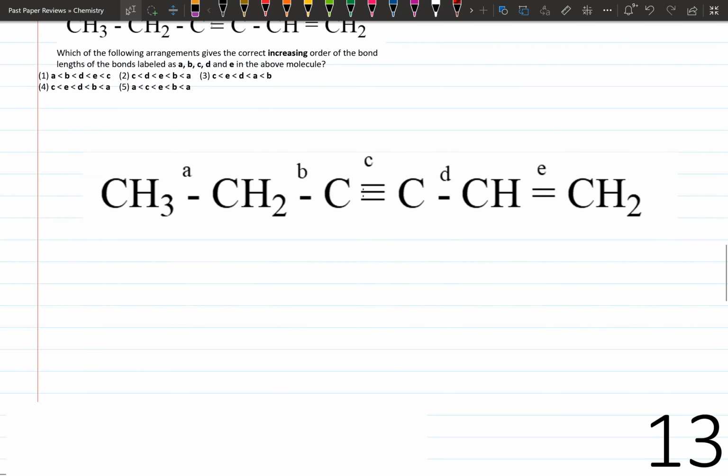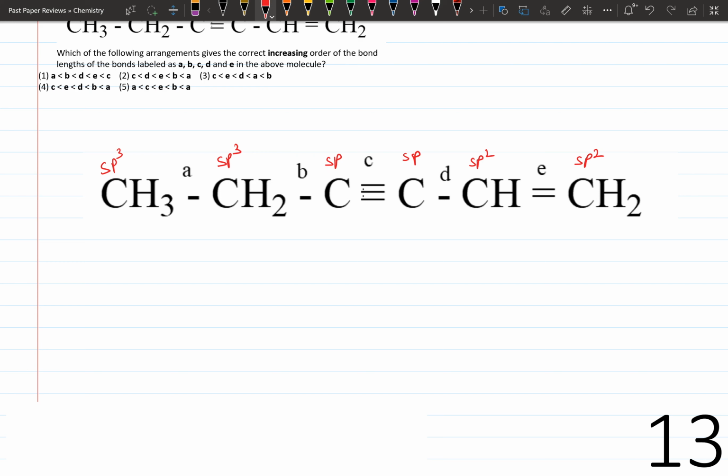This carbon is sp3, this is sp3, this is sp, this is sp, this is sp2, and this is sp2. Therefore, bond A will be sp3-sp3, bond B will be sp3-sp, bond C will be sp-sp, bond D will be sp-sp2, and bond E will be sp2-sp2.